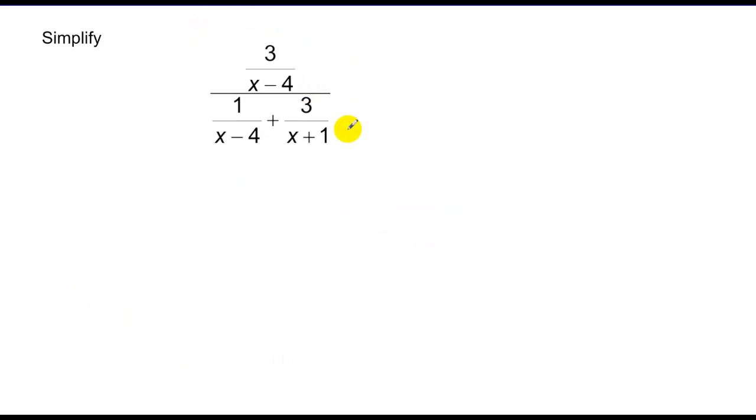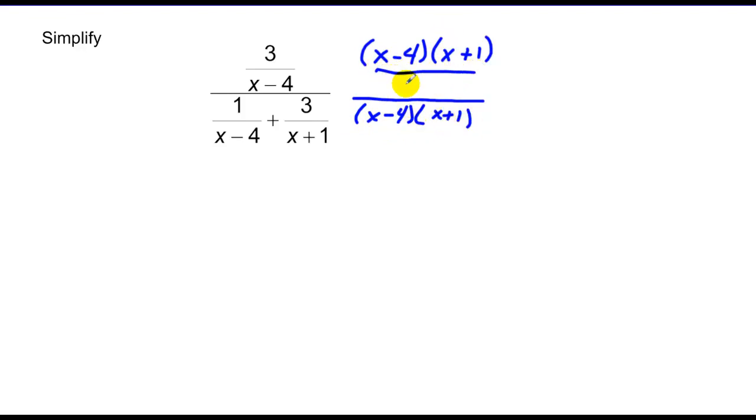So in this example, let's go ahead and use the new way once again. I have an x minus 4, an x minus 4, and an x plus 1. So I need the x minus 4 and the x plus 1 in my LCD. That's over x minus 4, x plus 1, so I'm multiplying by a form of 1.